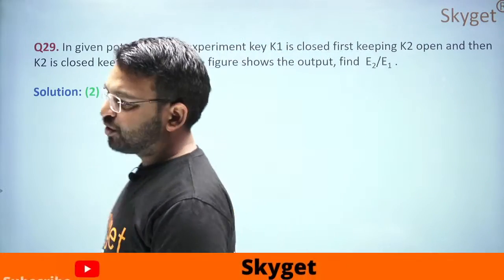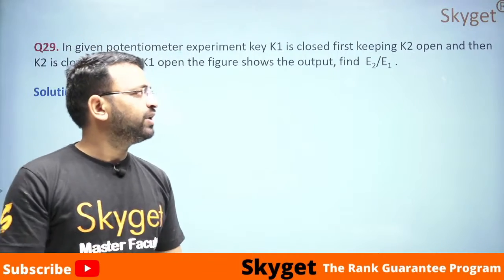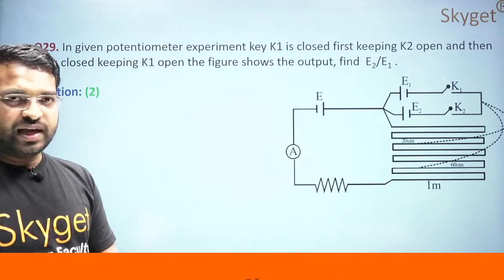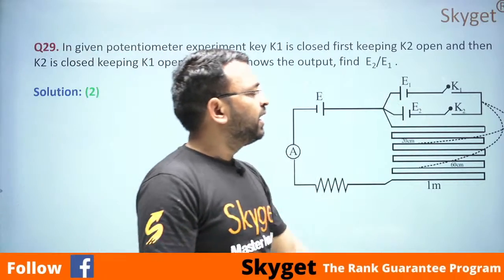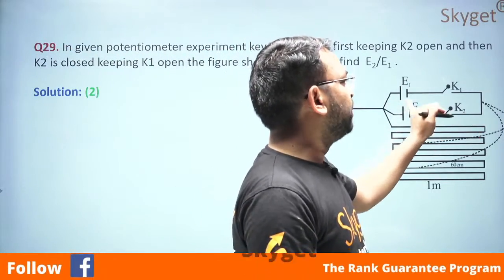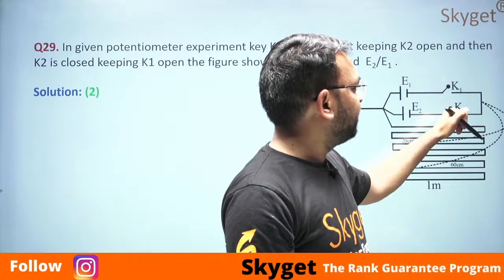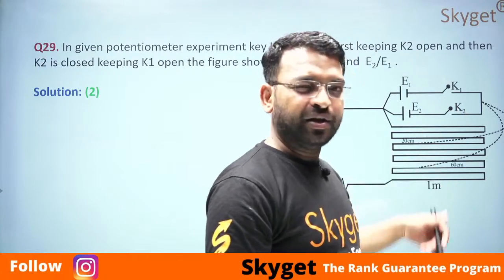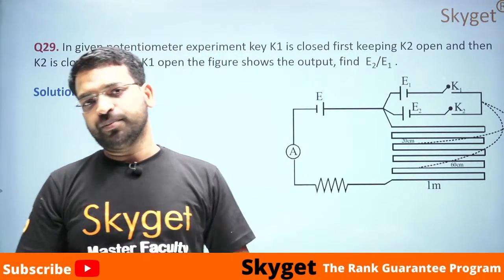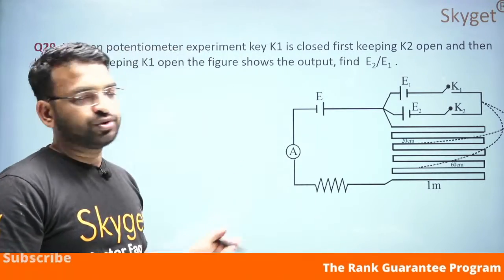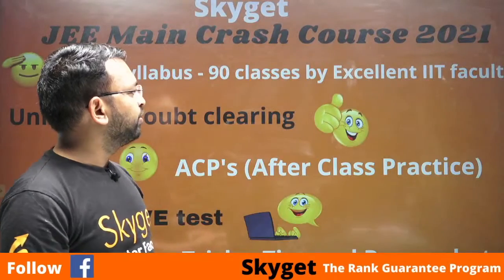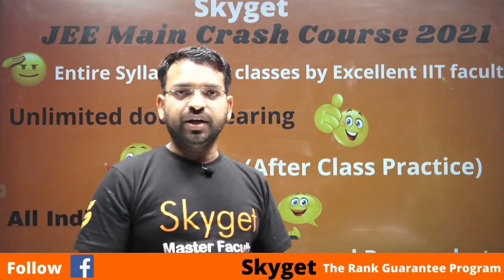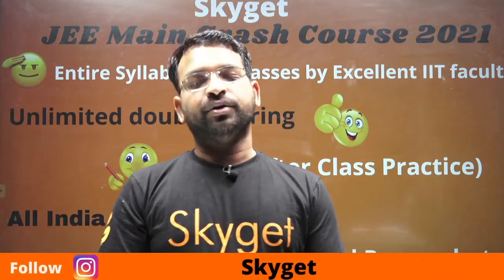Now a simple question, I want to show you the solution directly. You have the battery, and they are saying that once you close K2, the current will flow this way, and if you keep K1 open, the current will be going from here. So in the potentiometer, E1 is directly proportional to L1, E2 is directly proportional to L2, and if you find the ratio, you will get your solution. So this is the total class for physics.